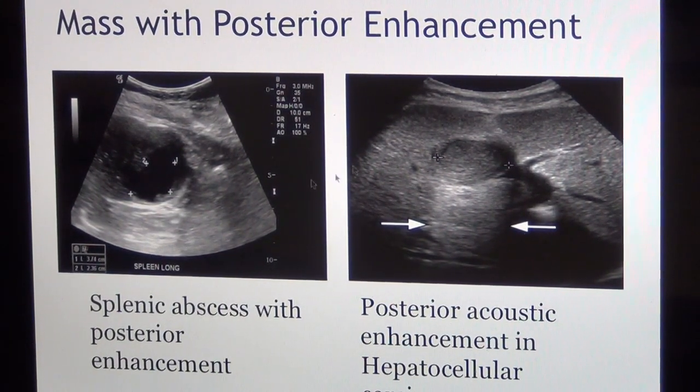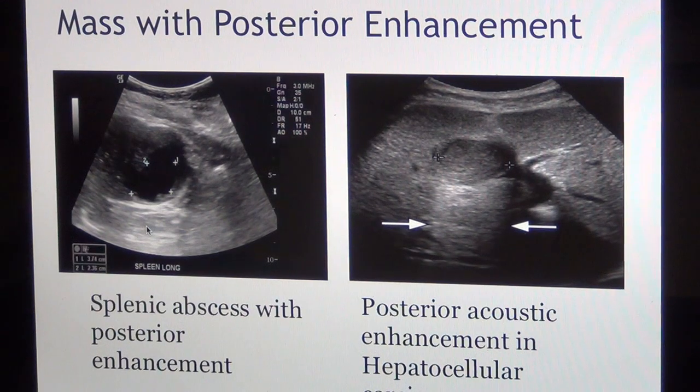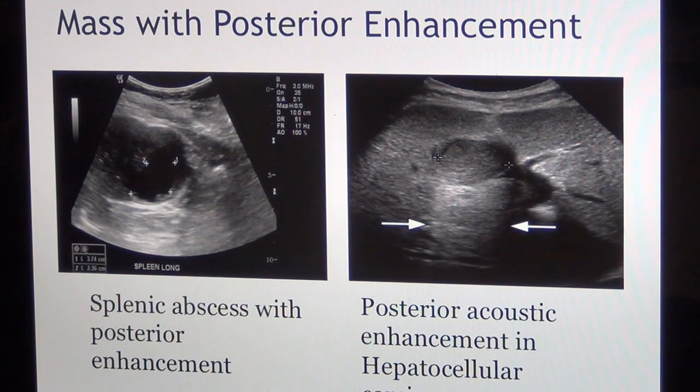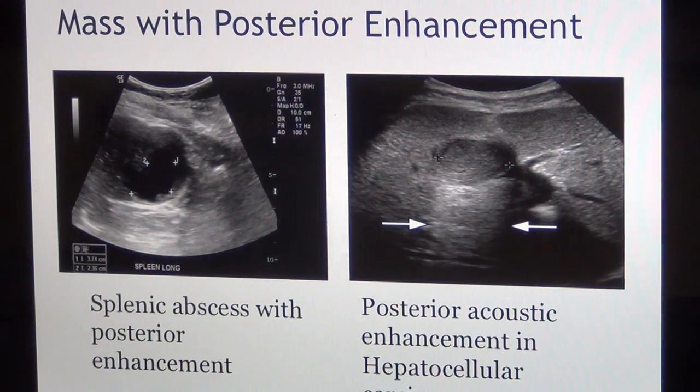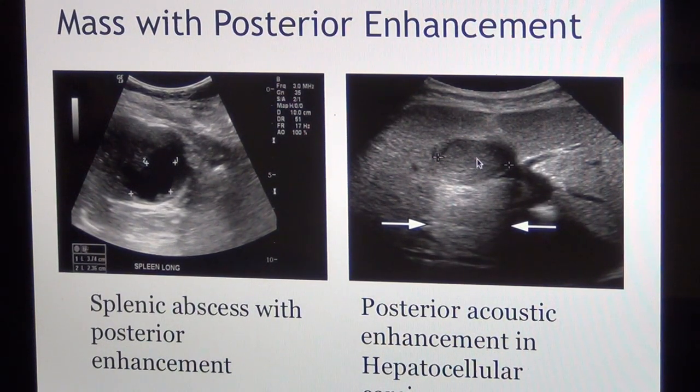Now this is an abscess in the spleen, and this is the enhancement because this part is liquid, maybe pus inside, and the beam is trying to travel through it, but the rate of attenuation is less. That's why we found enhancement here. And here, even though this is a solid mass, there is still posterior acoustic enhancement. That means that while the beam energy is passing through this mass, the rate of loss of the beam's intensity is still less than the surrounding tissue. That's why it gives enhancement.